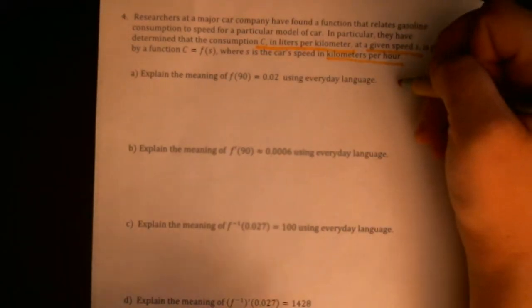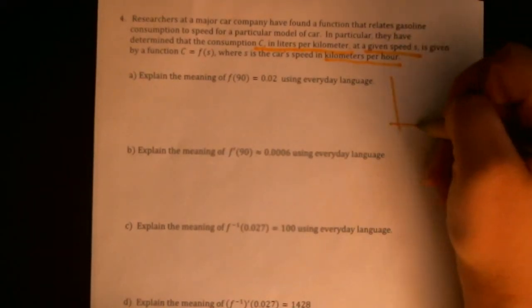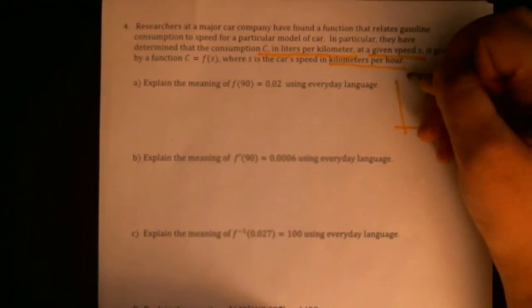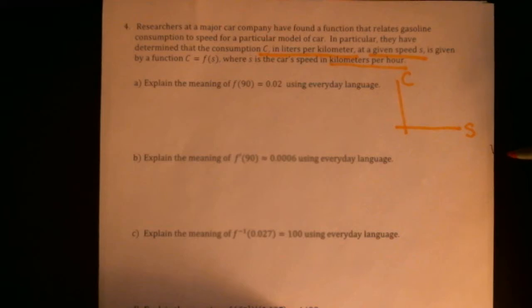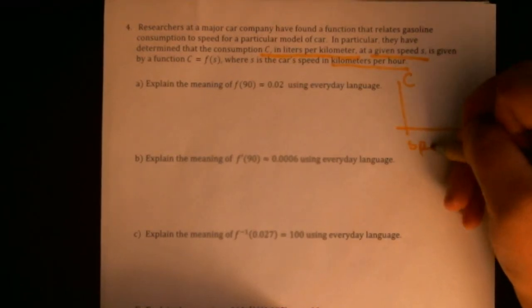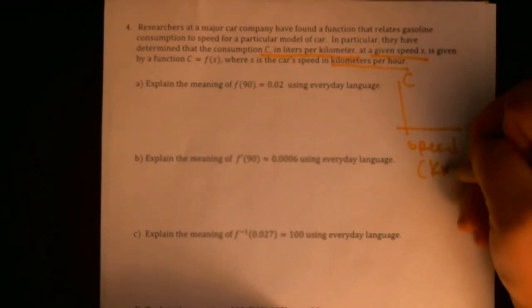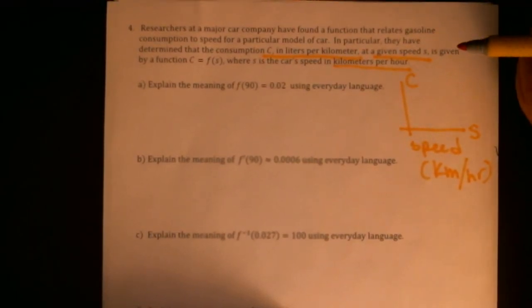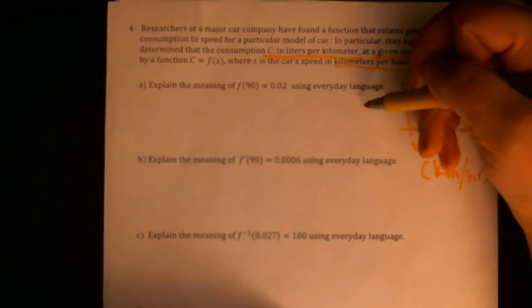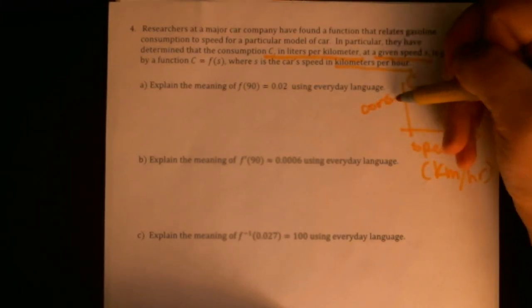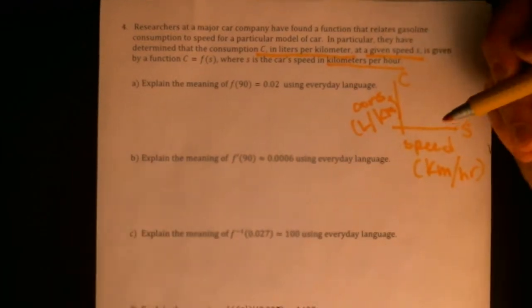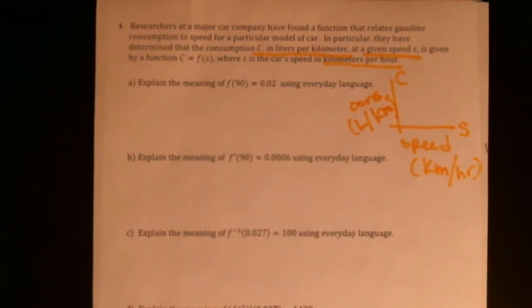And one of the first things I like to do in a lot of these interpretations is just really quickly draw axes for myself and say, okay, so C is a function of s, and s was speed, which is getting measured in kilometers per hour, and C was fuel consumption, in liters per kilometer. Okay, so that's the situation I have, and I don't know what it looks like, but I know that's what my variables are.